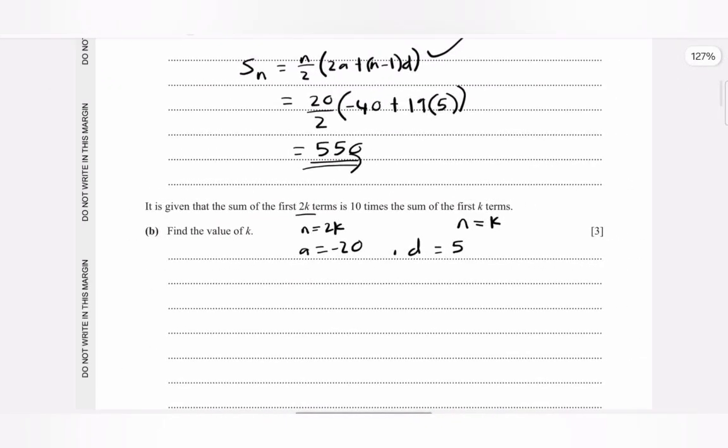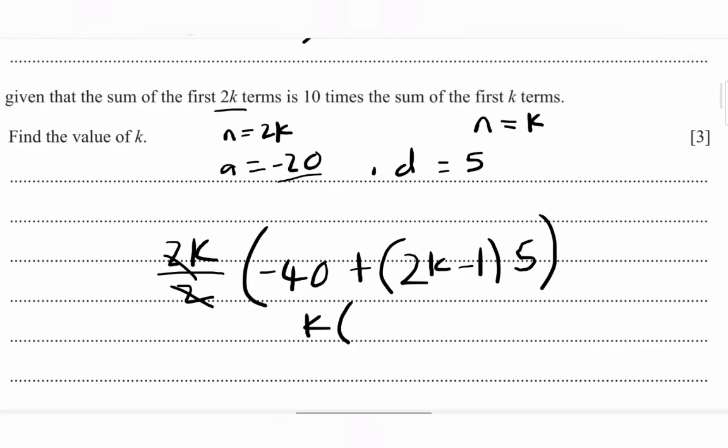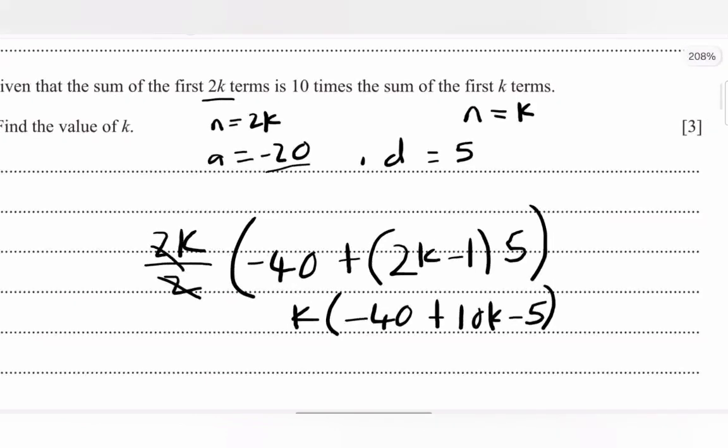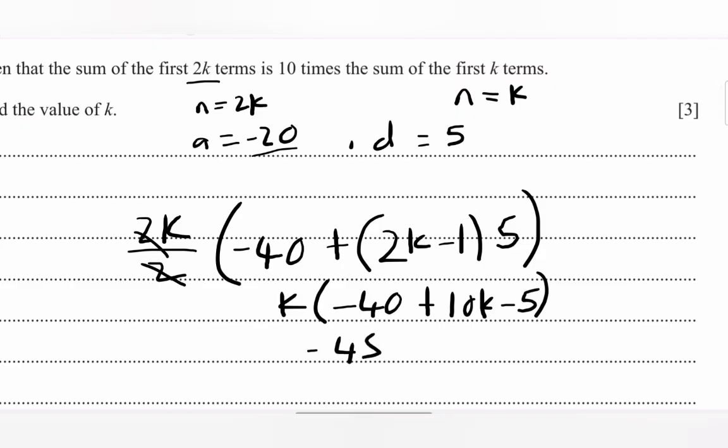So plugging these in to the formula there, we get 2k over 2, then our 2a, this is just k, our 2a is 2 times this, which is minus 40, then our n minus 1, saying it's our 2k minus 1, and it's multiplying d there, which is 5, in a close bracket, and this will give us k times minus 40 plus 10k minus 5. This will give us minus 45k plus 10k squared for the sum of the first 2k terms.